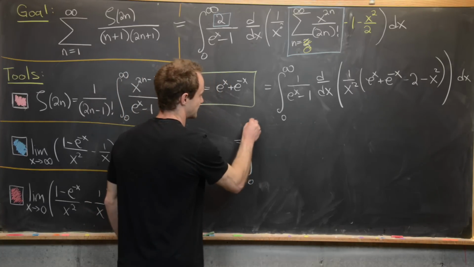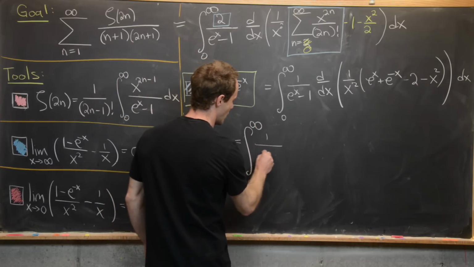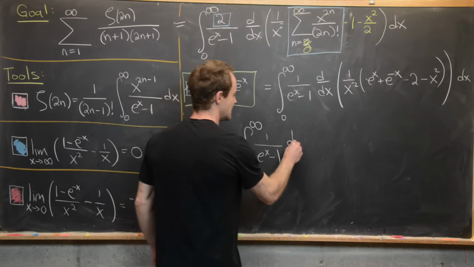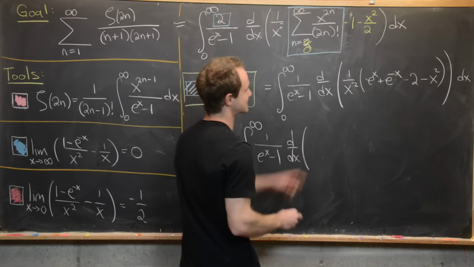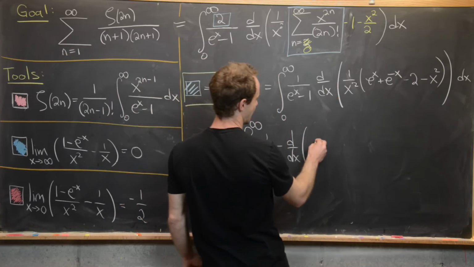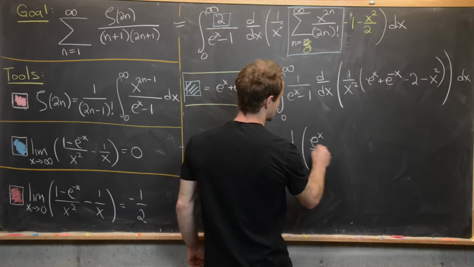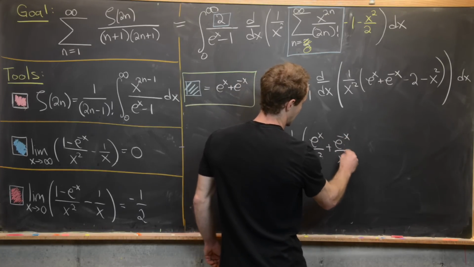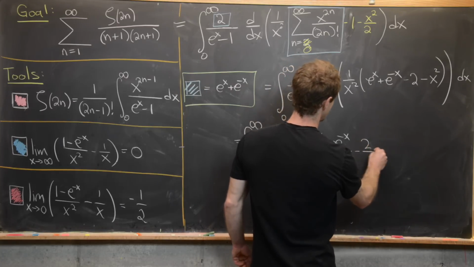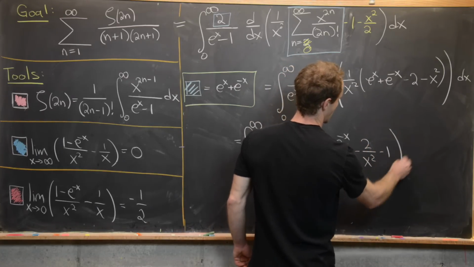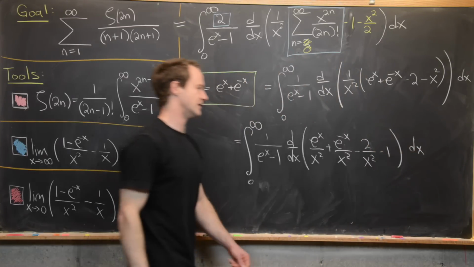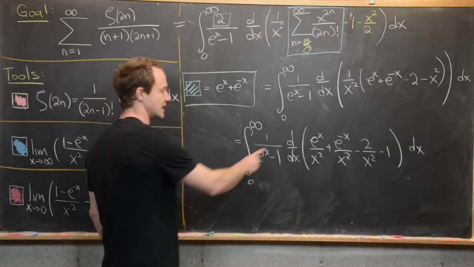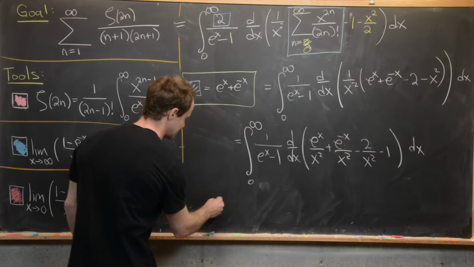So we've got the integral from 0 to infinity, 1 over e to the x minus 1. And now I have, this is the derivative with respect to x of, so let's see what we have. We have e to the x over x squared plus e to the minus x over x squared minus 2 over x squared minus 1. And that derivative is with respect to x. Okay, great. And now let's just go ahead and start taking these derivatives and see what we get.